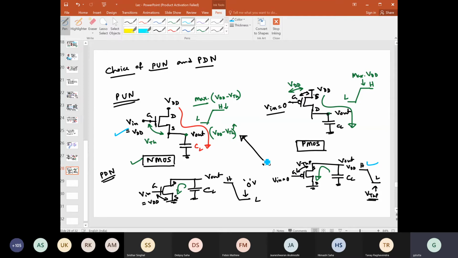But even that buffer is not a very good buffer, right? Because you will not get the full swing, because the swing will be from this VTHP till VDD minus VTH, right, in the higher side. From this discussion it is clear that for this pull down we should choose this NMOS, and for the pull up network we should use this PMOS, right?